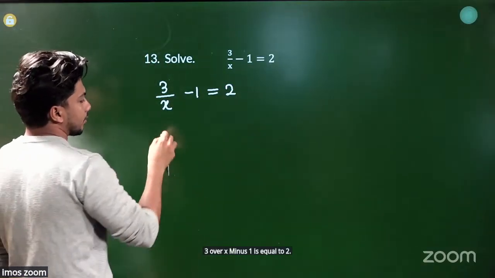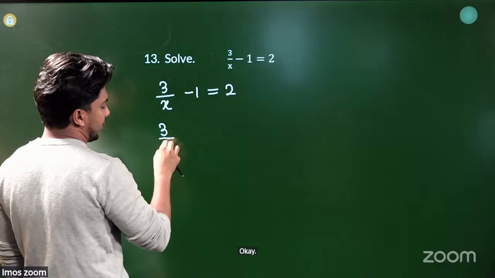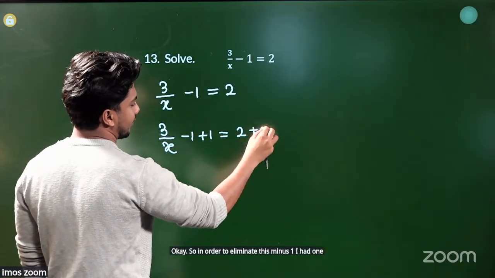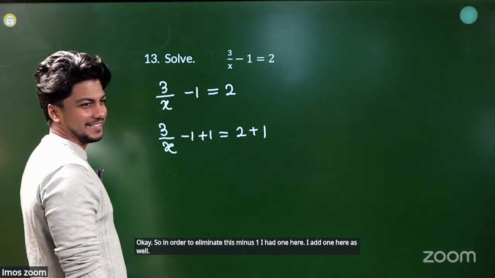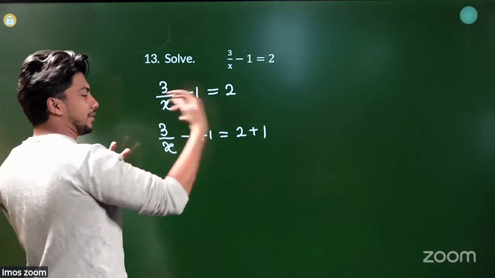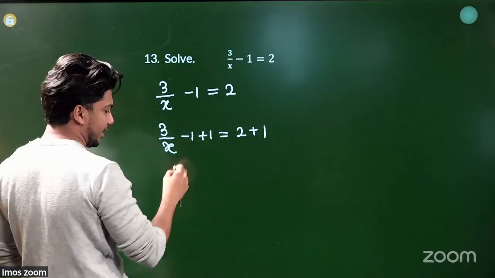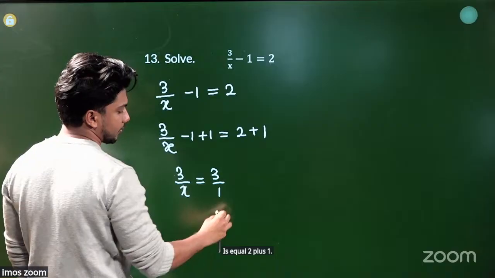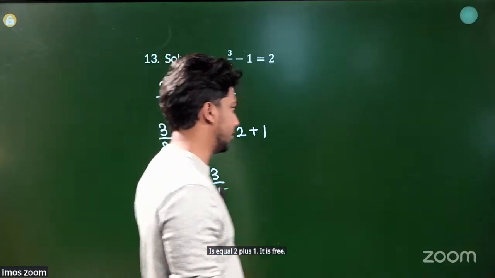Okay. So in order to eliminate this minus 1, I add 1 here. I add 1 here as well. So 3 over x is equal to 2 plus 1. It is 3. The denominator is 1.